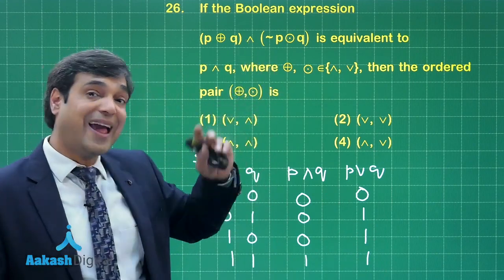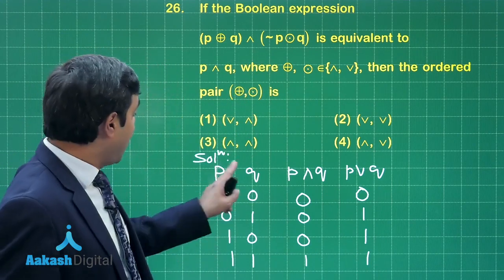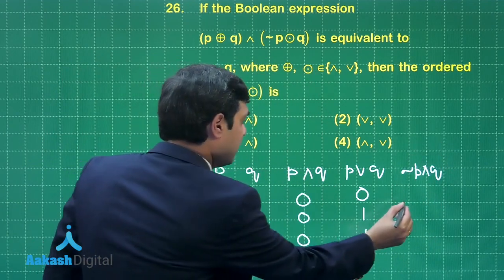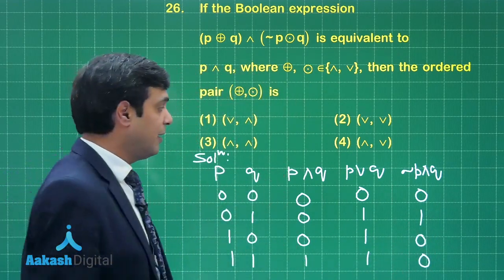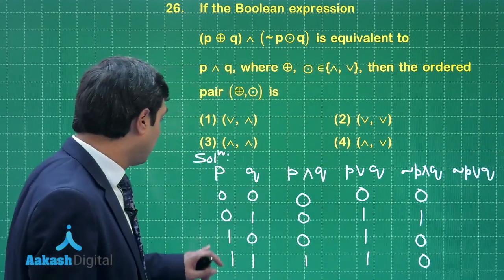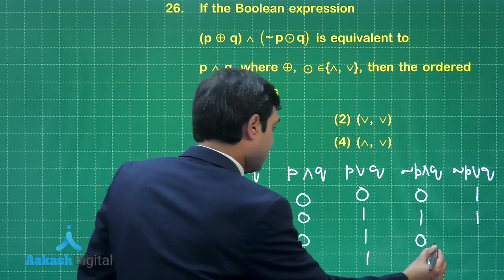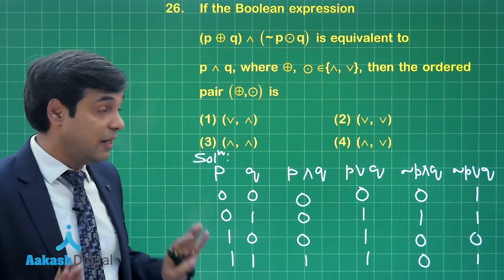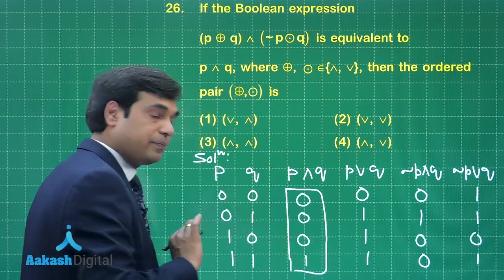Next, negation P and Q or negation P or Q. Negation P meaning negation of it, and with Q. So you have negation P and Q meaning 0, 1, 0, 0, correct. Next, negation P or Q. Negation P or Q meaning negation of it, oring with Q. So we have 1, 1, 0, 1, right. Next, we have AND between the 2 operations. Now look at it. When you talk about the final outcome required, it is 0, 0, 0, 1.